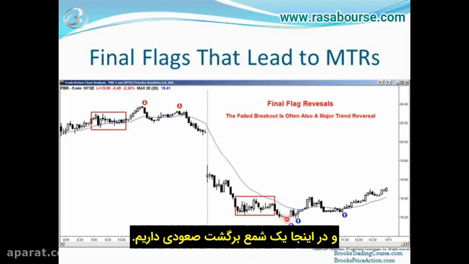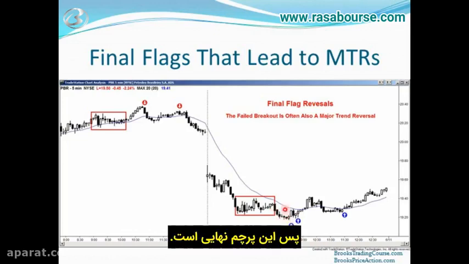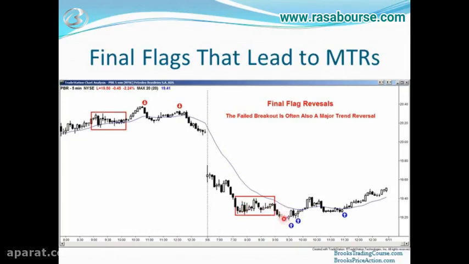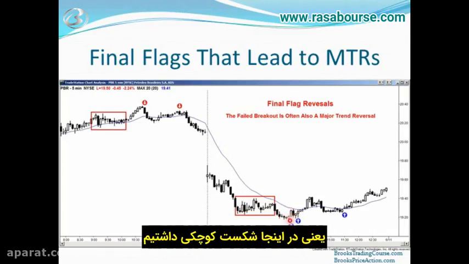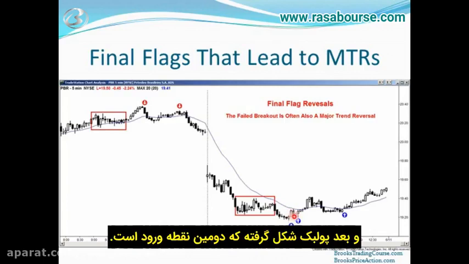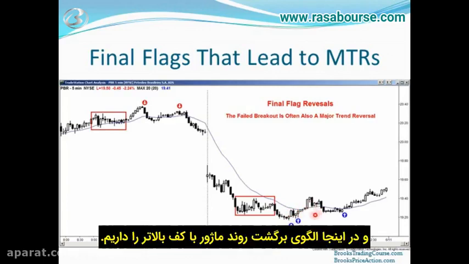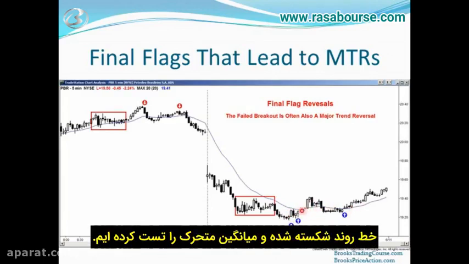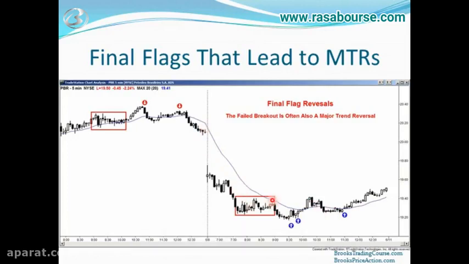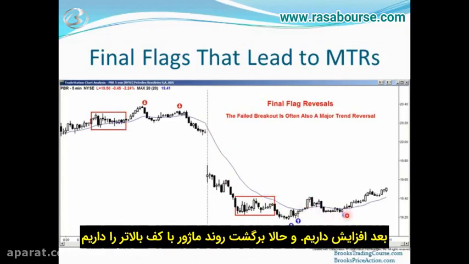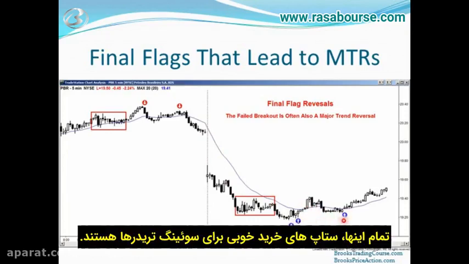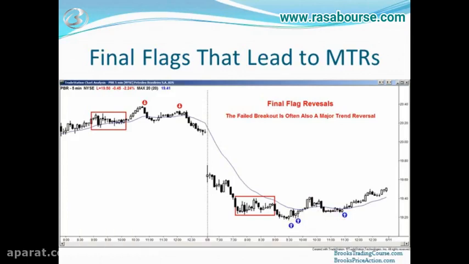And here we have a bull reversal bar. So this became the final flag. Here's a buy signal. Here's a pullback from this breakout. We have a small breakout here, a pullback, so a second entry, and now we have a higher low major trend reversal. So we have a bear trend, a trend line break, test near the moving average, lower low major trend reversal, a rally, and now a higher low major trend reversal. Each of these are reasonable buy setups for swing trades.